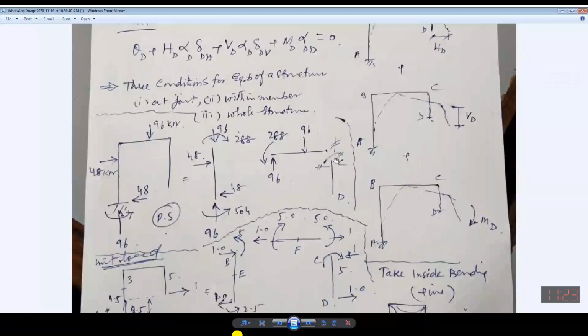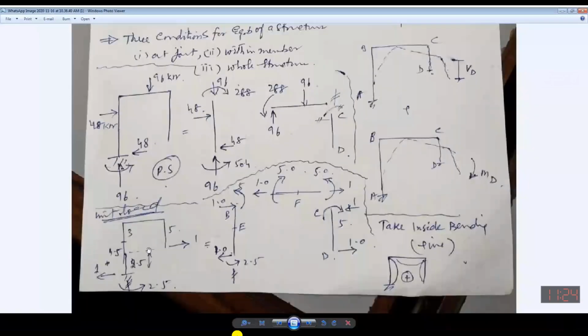Or if I reach over there, then 96 into this distance, 96 into this distance, and 288 will be equal to 0. So there is no moment acting at joint C. So in all the cases, when we are analyzing the structure, there should be equilibrium, whether we are considering the joint, the member, or the whole structure. That should be made in equilibrium. Similar is the case with this one.